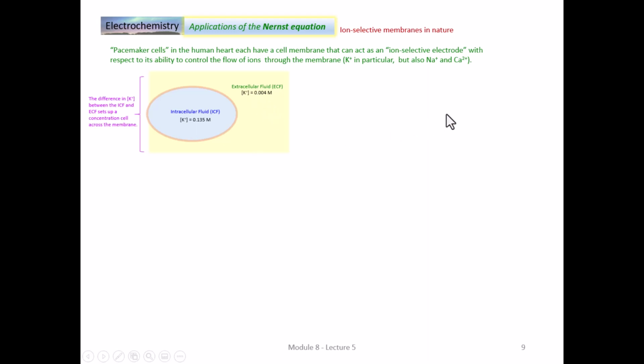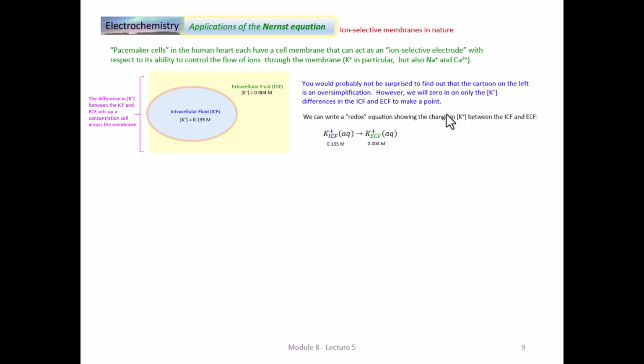Now the difference in potassium ion concentration between the inside of the cell and the outside of the cell across that membrane sets up a concentration cell. And you would probably not be surprised to find out that this cartoon is a little oversimplified because there are other ions involved besides potassium, but we're going to zero in on only the potassium ion concentration differences in the intracellular fluid versus the extracellular fluid, just to make a point here.